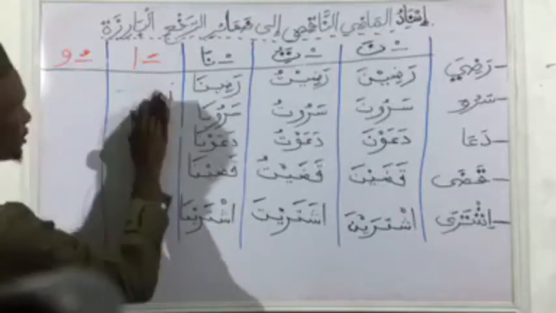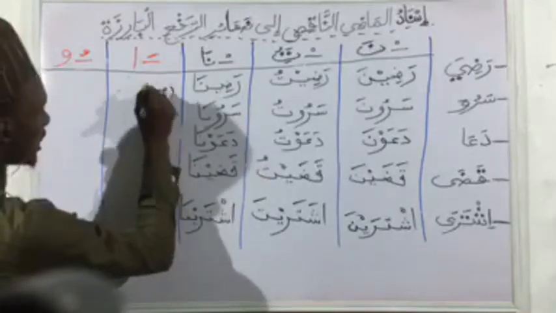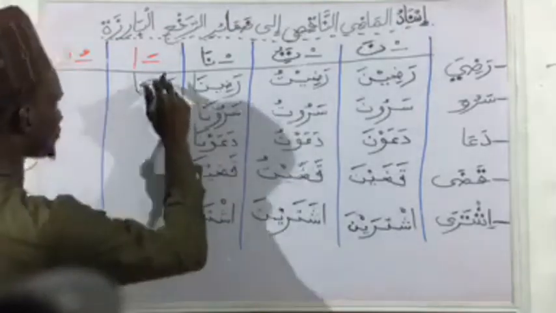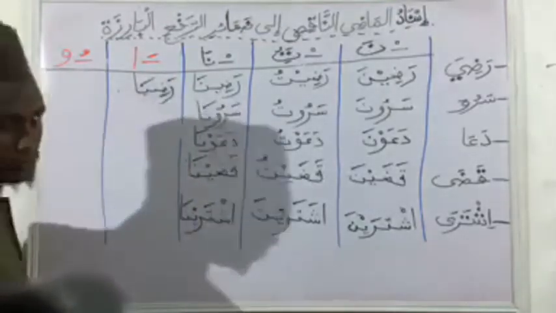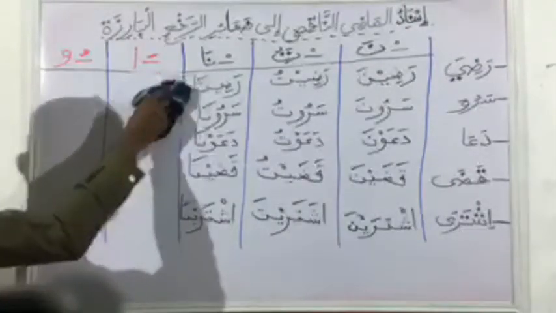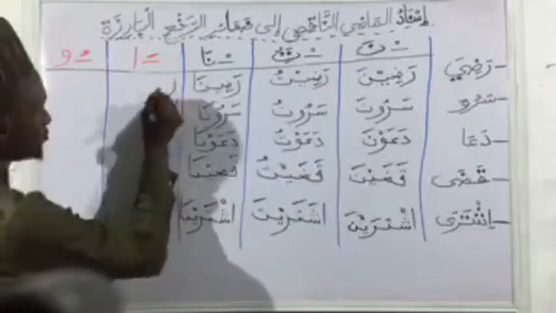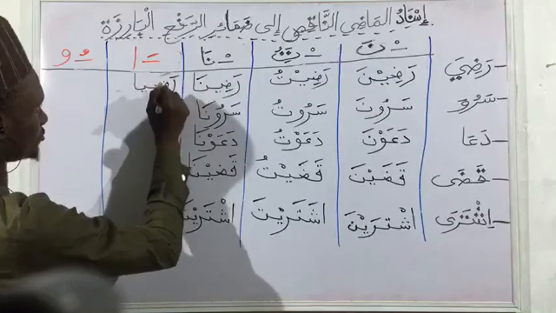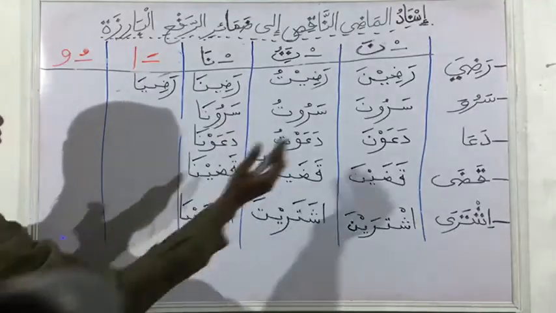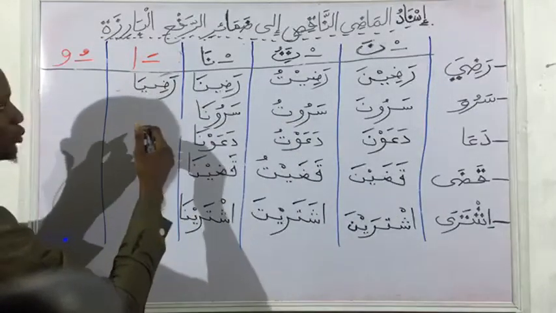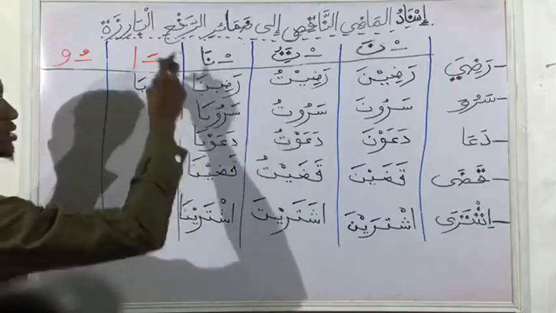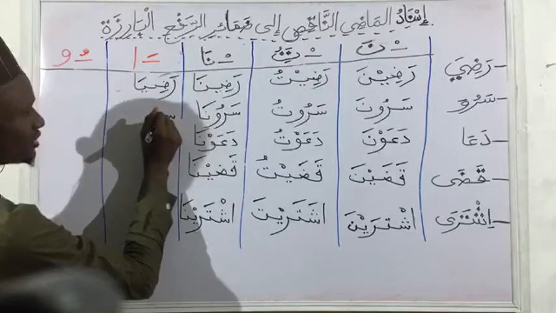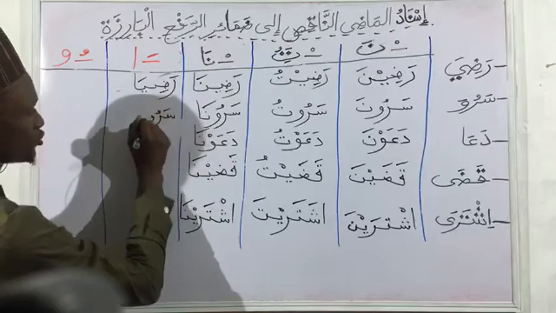Then, maybe this is too long, let me rewrite it. Radiya, radiya. Then for the wow, remember we still maintain the fatha. So nothing is changing. So saruwa becomes saruwa.